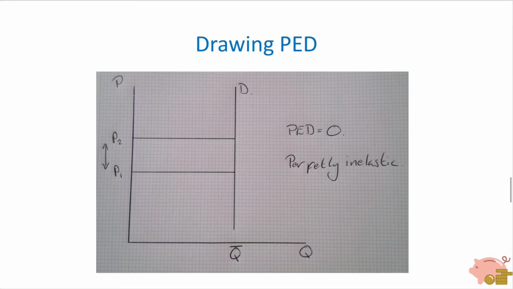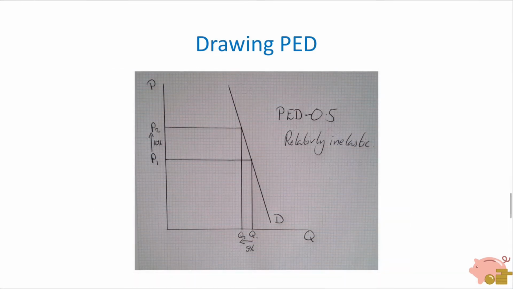Let's just have a quick look at some diagrams. Here we've got a perfectly inelastic demand curve. It's vertical, the price changes, but the quantity demanded stays exactly the same. This diagram shows a relatively inelastic demand curve.